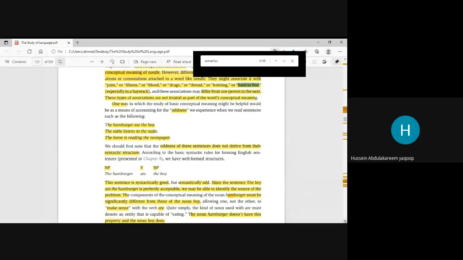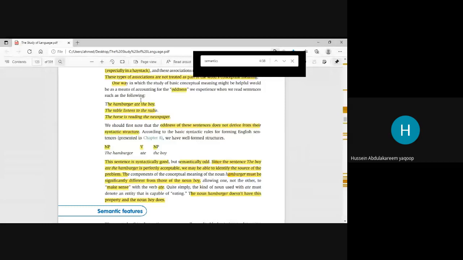This is a perfect answer to my question, which says why is it odd to say the hamburger ate the boy. Mahmoud gave us the answer that the property of this noun, hamburger, does not have the ability to do an action like eating. While if we put the boy at the beginning and say the boy ate the hamburger, it is both semantically and syntactically okay.